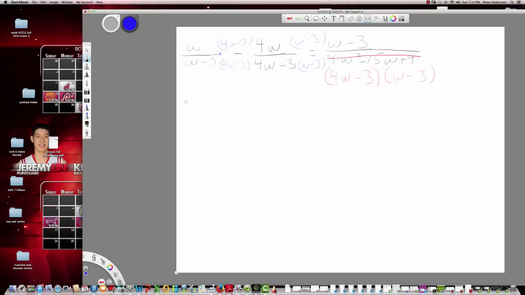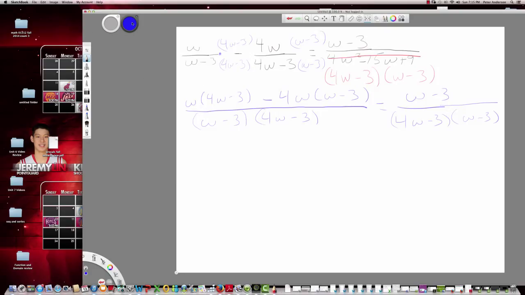So this ends up giving me W times 4W minus 3 minus 4W times W minus 3, all over W minus 3 times 4W minus 3. And this is going to equal W minus 3 over 4W minus 3 times W minus 3. Okay. So what I've done here is that because the denominators match, I can just concern myself with the numerator.